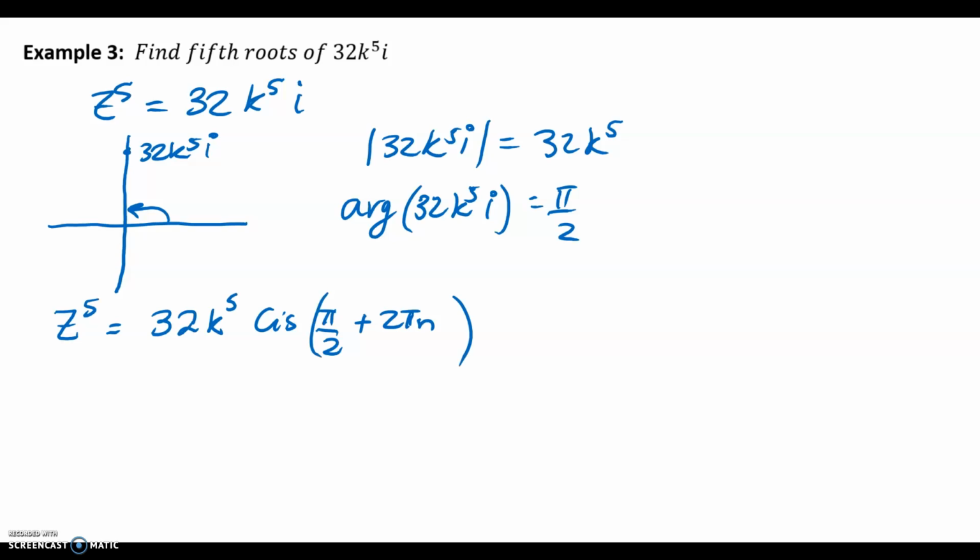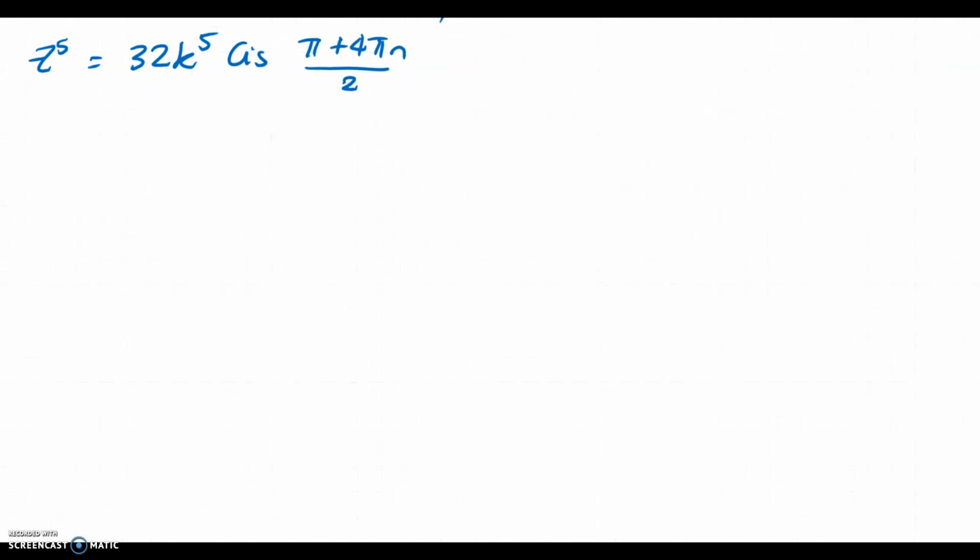Now I'm going to simplify the argument a little bit, so write it as a single fraction: pi plus 4 pi n over 2. The next part is we want to make sure, just like what we've done in the previous question, we work out for different values of n what the answer is going to be. But before we do that, we're going to apply de Moivre's theorem.